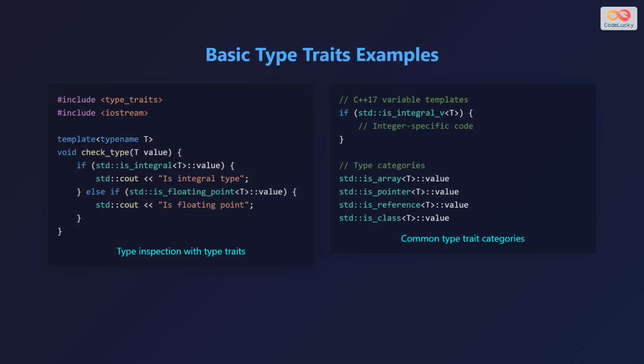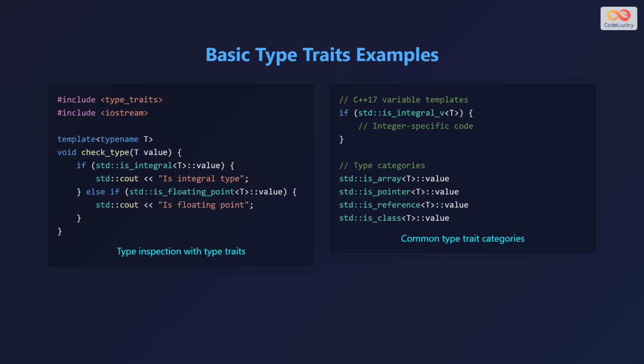Let's look at some basic examples of type traits. First, including the type_traits and iostream headers. Create a template function called checkType that takes a value of type T. Inside this function, you can use std::is_integral to check if T is an integral type. If it is, the program prints "is integral type" to the console. Otherwise, if std::is_floating_point is true, indicating that T is a floating point type, the program prints "is floating point".